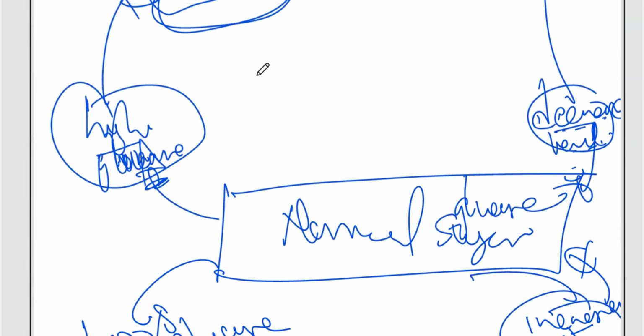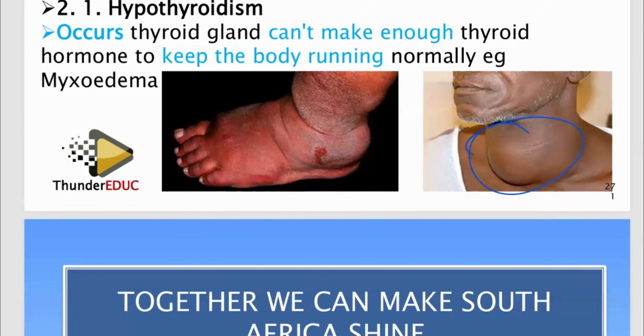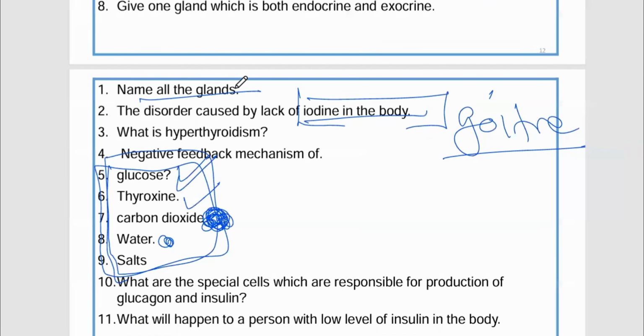So even if you use salt, water, or any other, you will come back to the same point. You will know that if you have high here, it must decrease here. Then tell me the gland, which hormone it produces, and the function of the hormone. The moment you tell me the function of the hormone, it automatically links here and goes back to normal. So when you come back and explain all this, it's the same.